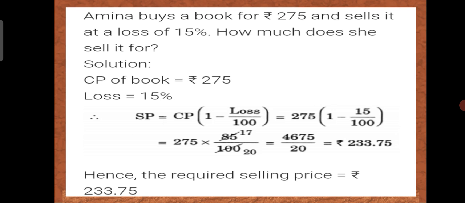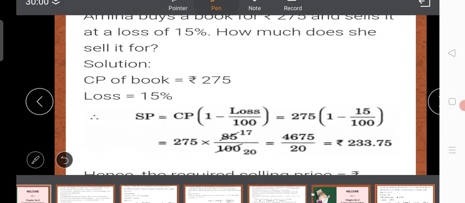See question number 8. Amina buys a book for rupees 275 and sells it at a loss of 15%. How much does she sell it for? Here, what is given? The cost price of the book is given and the loss is given, that you have to write first. So the cost price is 275 and the loss is 15%. Since we have a loss, we are going to use the formula for selling price.